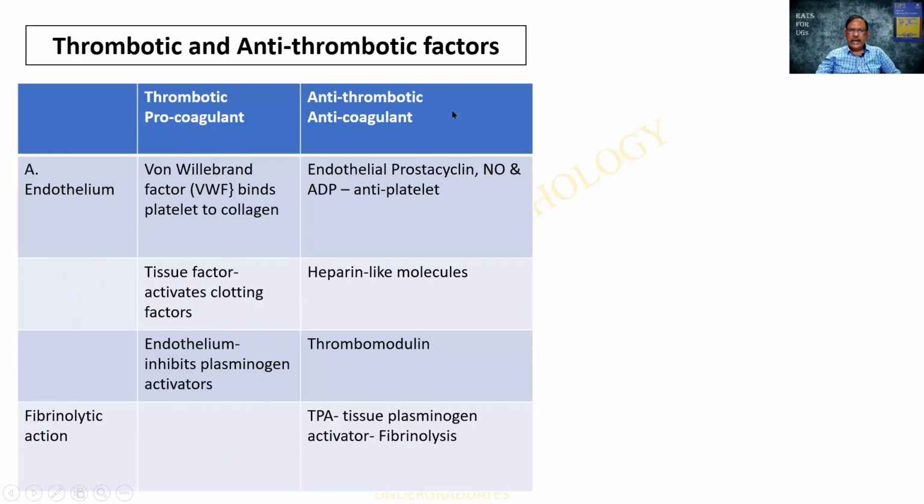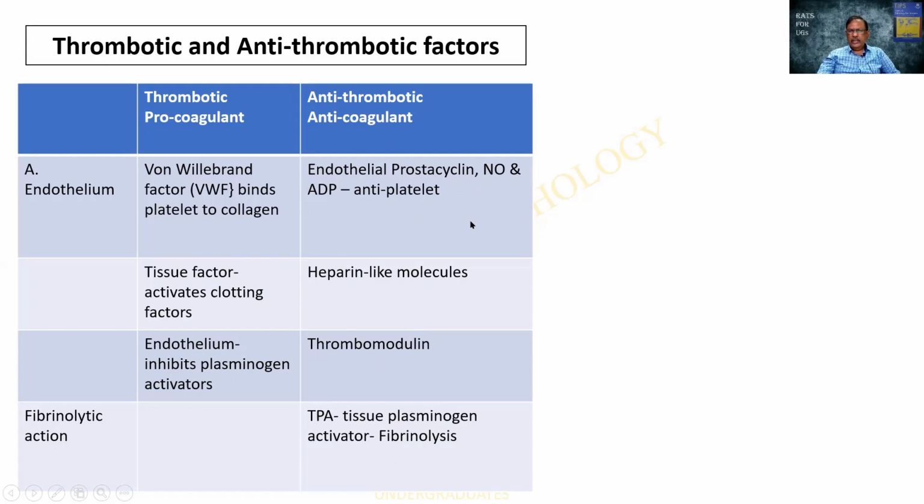Second one is antithrombotic factors or anticoagulant factors. Prostacyclin, nitric oxide, antiplatelet antibodies. Heparin, which is used therapeutically. Thrombomodulin, which is important. And there is also something called fibrinolysis. Once there is a thrombus that is formed, there is lysis and there is production of fibrin degradation products. Tissue plasminogen activator. So this particular diagram, please do remember, you will have to learn by heart.